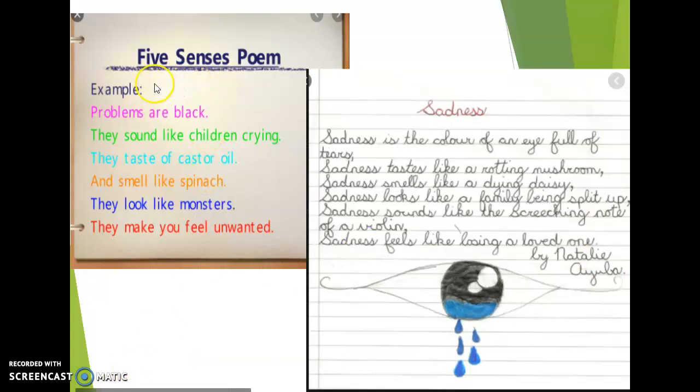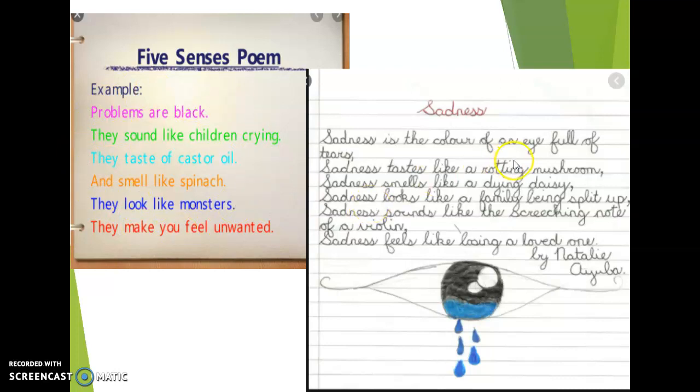This first one, I like even the colors that they used in the poem. It's all about problems. Problems are black. They sound like children crying. They taste of castor oil and smell like spinach. They look like monsters. They make you feel unwanted. I thought that was very well written and descriptive.